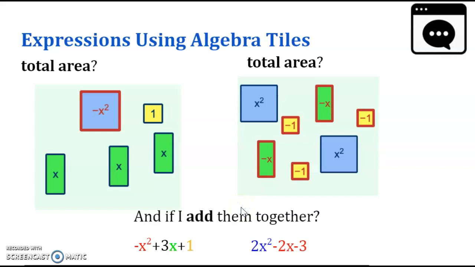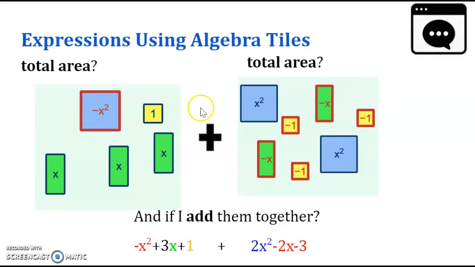Great, I hope you are getting the hang of it. Okay, now what if we were to add them together? So we're adding negative x squared plus 3x plus 1 and 2x squared minus 2x minus 3. So we're combining all of them together. That's what addition is. Okay, so when we add them together, what do you get?